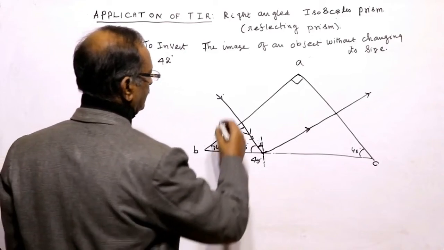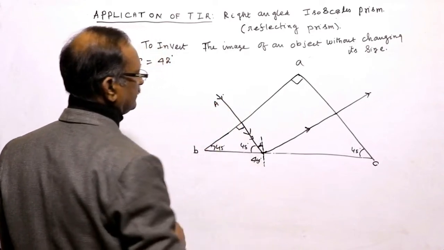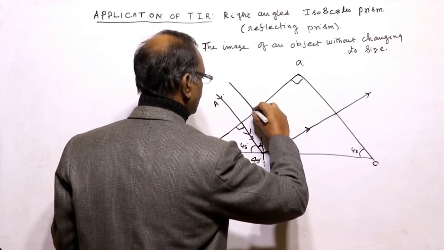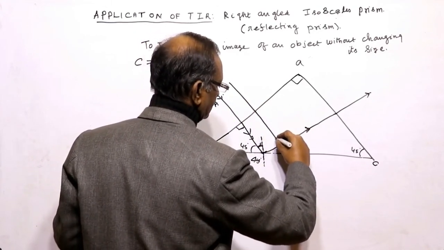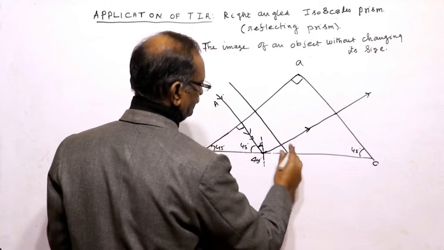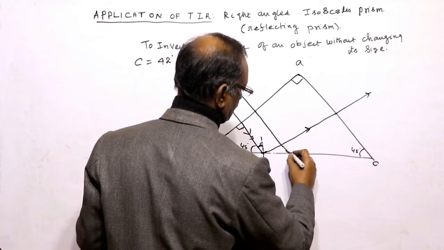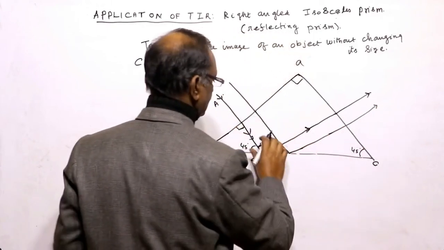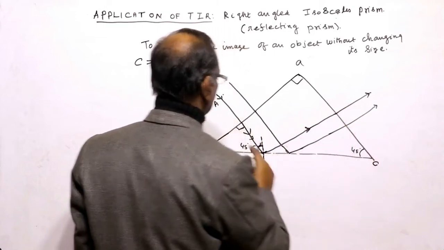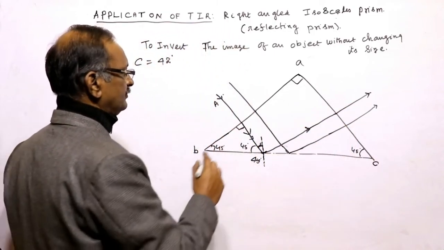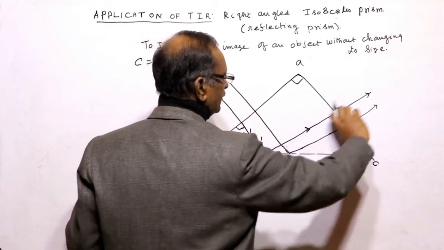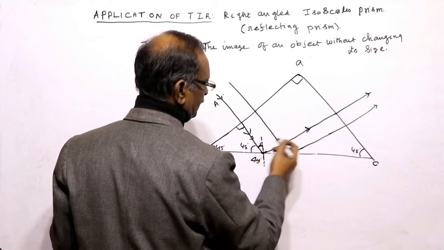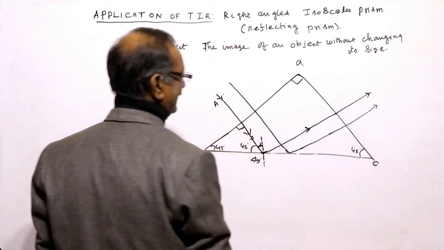Suppose this point is A, and one more ray parallel to this will also undergo the same process, and the same thing will happen, and this ray and this ray are parallel. Though it is not exactly to scale, we assume that all the rays, these two rays, are parallel after refraction through the face AC.